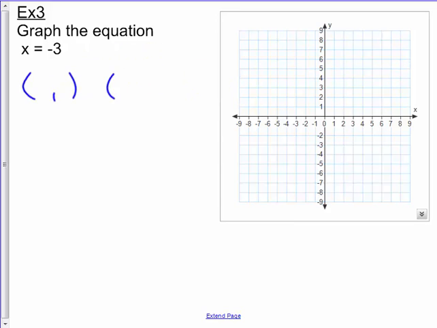In example 4, I have now x is negative 3. Again, I'm going to put in negative 3, negative 3, negative 3. Now I'm going to find points. So give me some points where x is negative 3. What could y be? Anything. So I'm going to plot the points again. Negative 3, negative 1, negative 3, 0, and negative 3, 5.